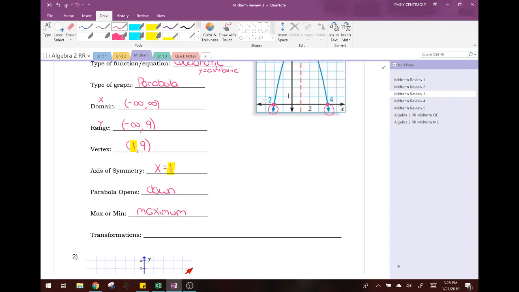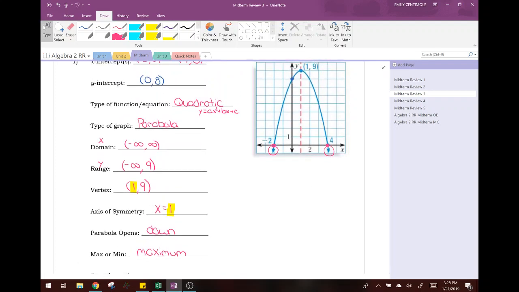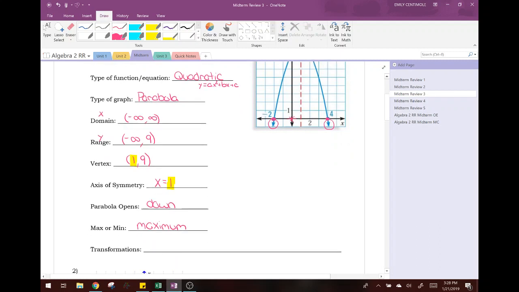And when we go to the next question, they're asking about the transformations. Now, when we talk about transformations, we're moving from the origin to the vertex. That's with our shifting. So I'm going to start at the origin, and I want to go up to the vertex. So in order to do that, I'm going to shift, translate, or move, right 1 and up 9. Now, since this parabola is opening downward, this is also a reflection over the x-axis.